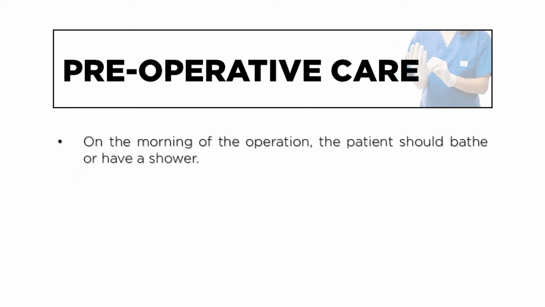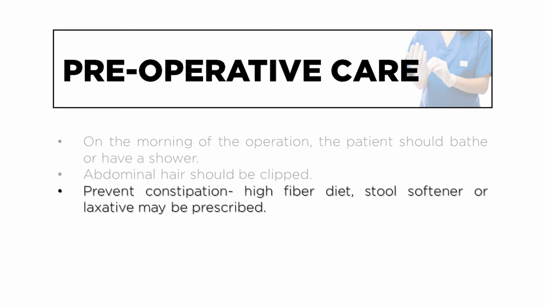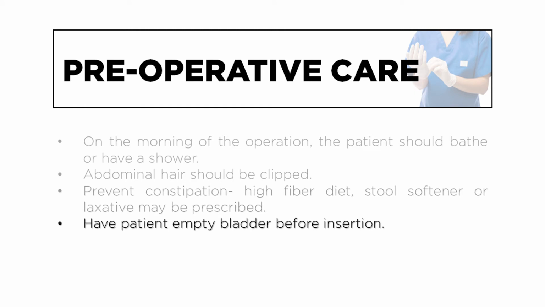On the morning of the operation, the patient should bathe or have a shower. His or her abdominal hair should be clipped. Prevent tension by preventing constipation through a high-fiber diet. The doctor may also prescribe a stool softener or laxative. The bladder must also be emptied before insertion.